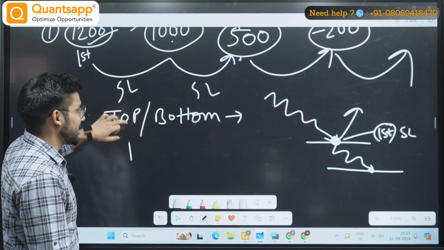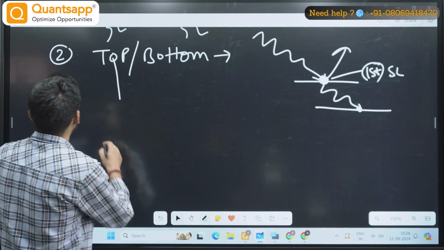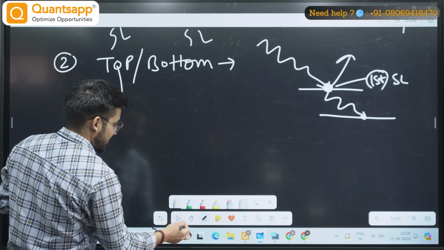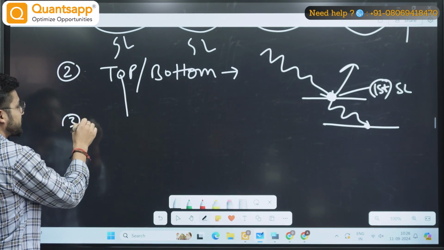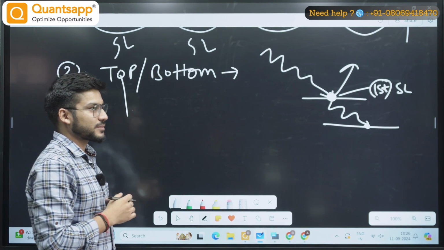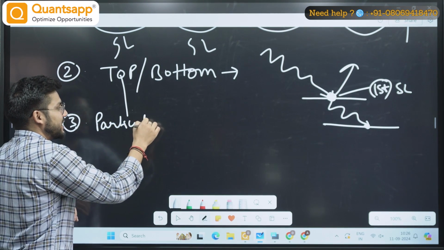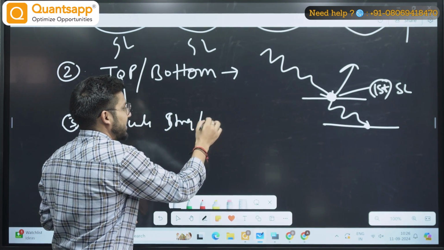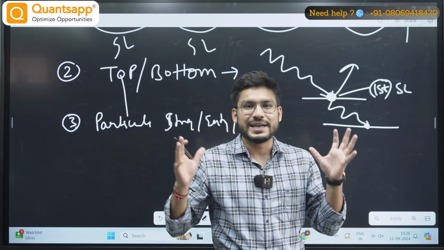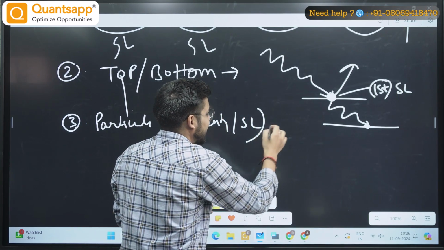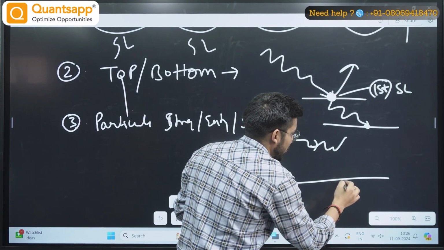Let's go for the third reason. The third reason is that there is a person who has a particular strategy. He has a definite strategy, entry and SL, everything. He has his setup, and the setup is already done. But now the market is not moving, and the market is here. He wants to make a trade at this point.